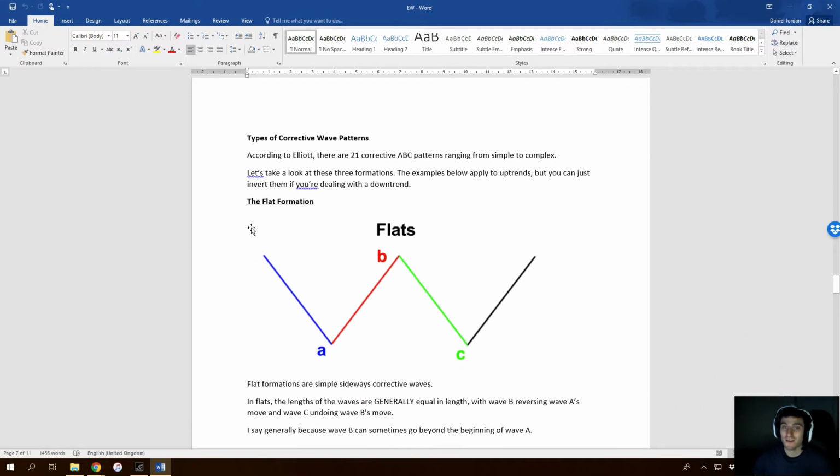So as I mentioned in yesterday's video when I was giving an overview of the corrective waves, there are actually 21, yes, 21 corrective ABC patterns, okay?